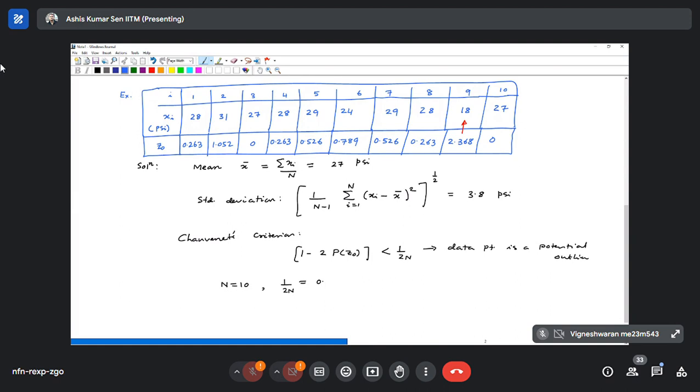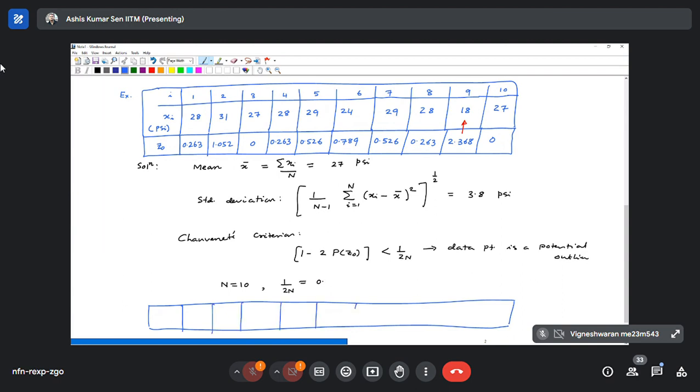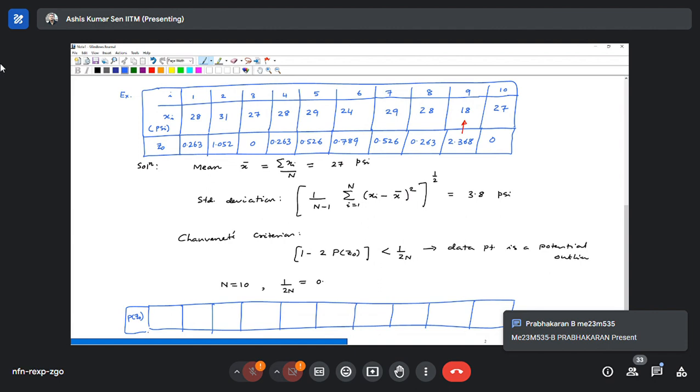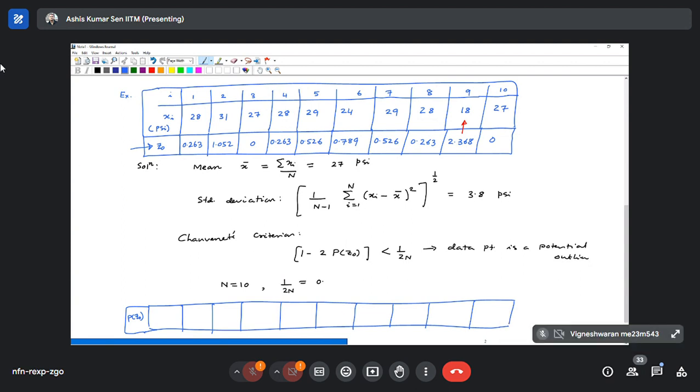So I found out all the Z0 values, and then I can also find out the corresponding PZ0. I am just doing the table here for all 10 values. So how do I find PZ0? I have Z0 here, then I go to the normal distribution table that we had seen last class.